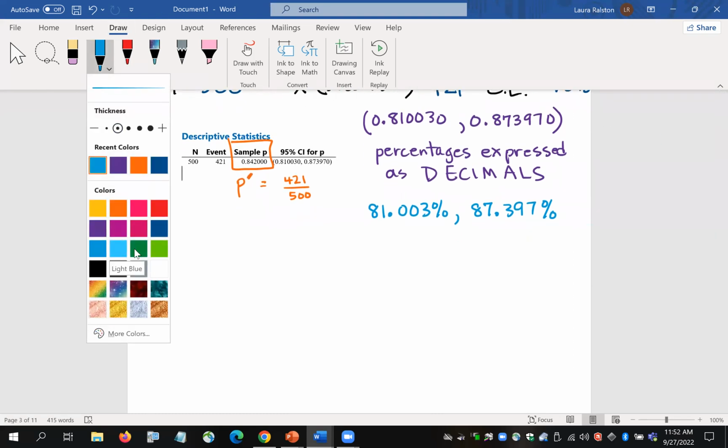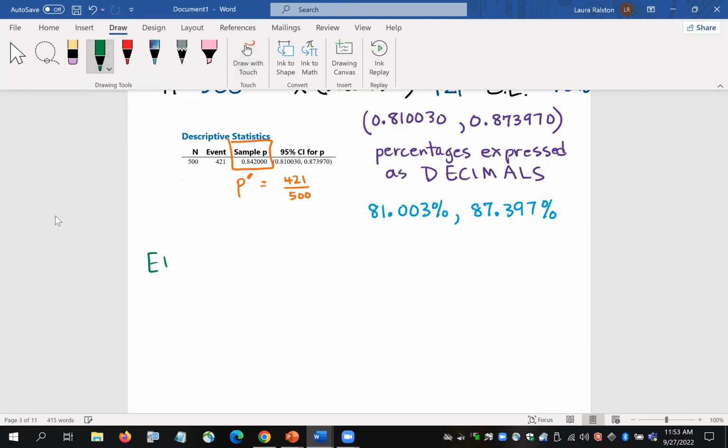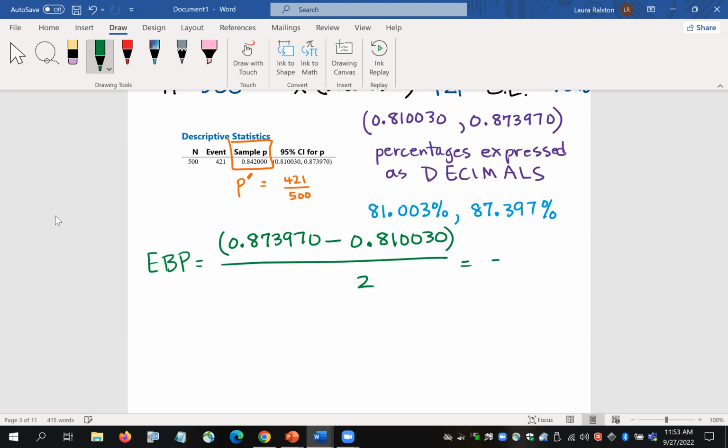So then we calculate our error bound for the proportion using the same procedure we had before. It is the upper bound, and I'm doing it with decimals, minus the lower bound, and that whole thing is divided by 2. Please remember, you have to do the subtraction in the numerator first. 0.873970 minus 0.810030 gives me 0.06394, divided by 2 is 0.03197. Again, that's in decimal form.